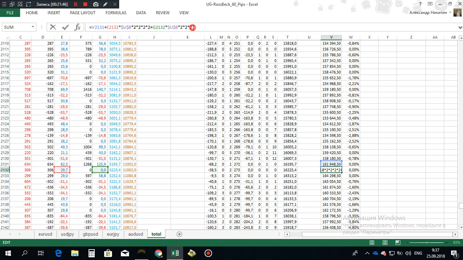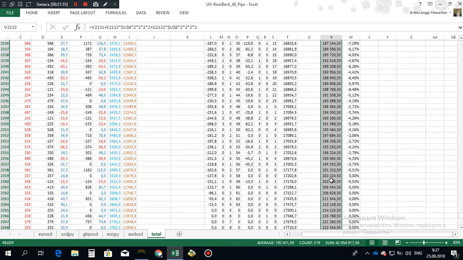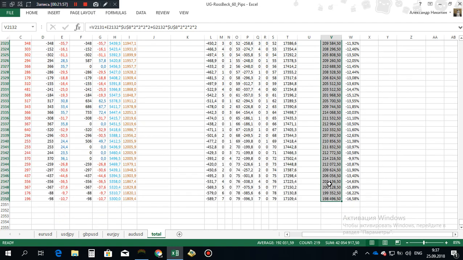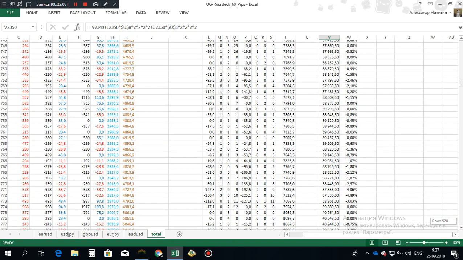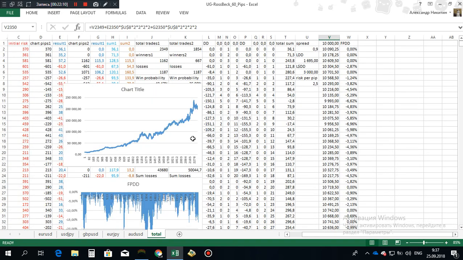Double it one more time. Double the risk. And what is the total result? Okay, almost 200k. It was 200k, but right now it is almost 200k. A small drawdown at the end.